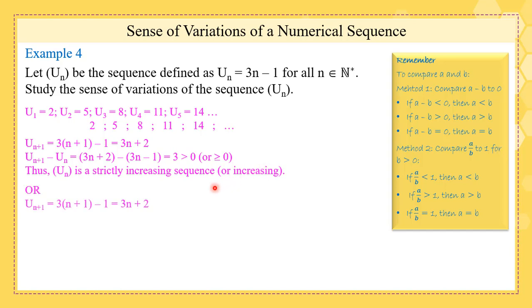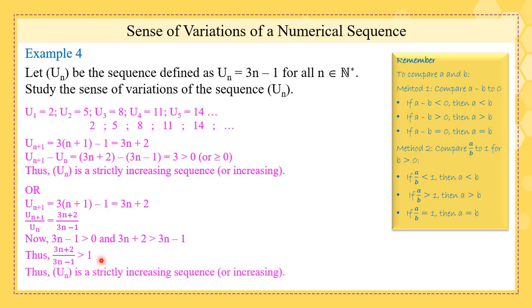While we can also use the quotient method. Un plus 1 over Un is (3n plus 2) over (3n minus 1). And we know that 3n minus 1 is positive, which is the denominator, and we know that the numerator is greater than the denominator, so this quantity is greater than 1, and if it's greater than 1, we can say that Un is strictly increasing. Now, which method do you prefer? It depends.